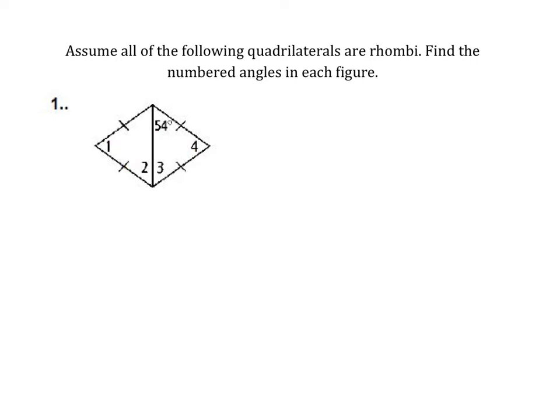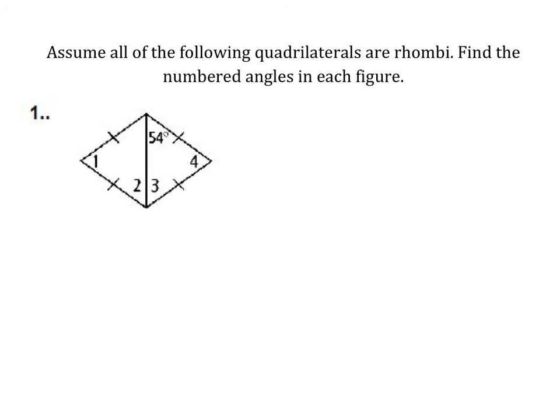So our first job is going to be to find all of the numbered angles in each rhombus. So let's look at this first one. Here, I'm told that this is 54 degrees. Well, I know that that angle is going to be congruent to this one and this one and this one. So I know that all four of those angles are 54 degrees. So I can actually say angle 2 and angle 3 are 54 degrees. So now we have to find these two angles.